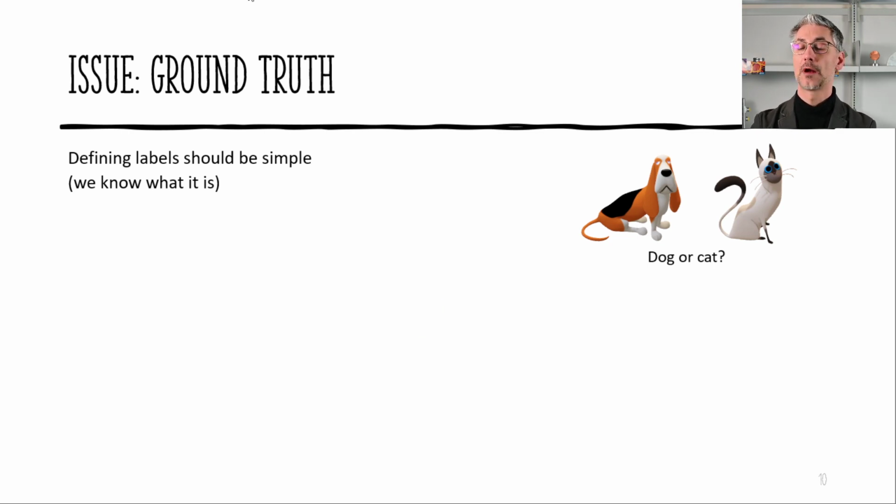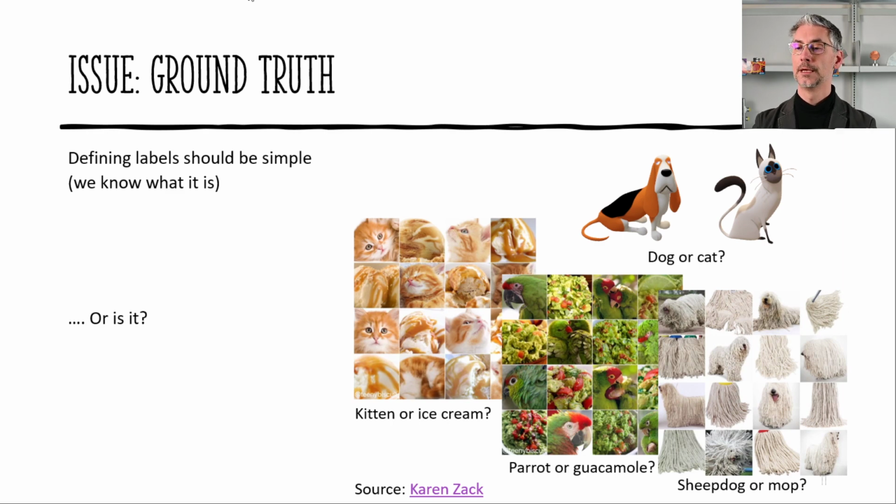Another issue is ground truth, the labels, right? Defining labels should in principle be simple, right? We know what it is. Take cat or dog as an example. Here it's very obvious what is a cat or a dog. But in other cases it's not so easy.